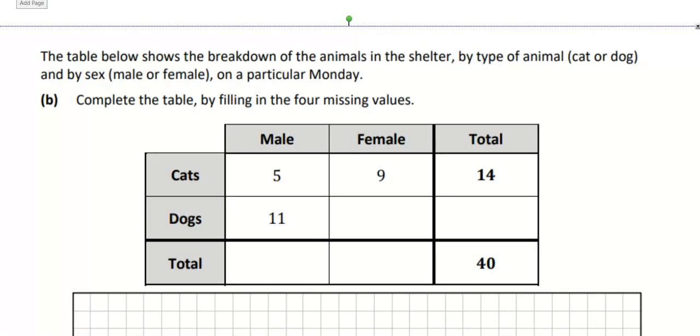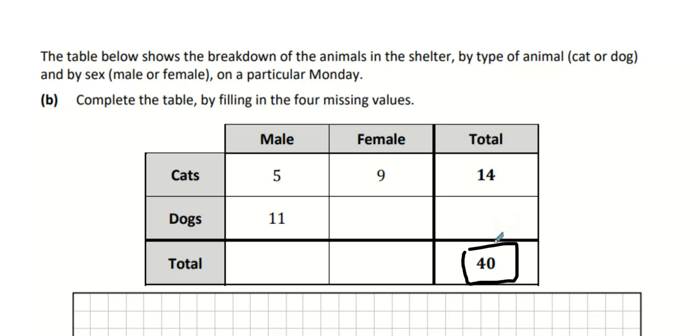There's 14 cats. There's 40 animals in total. What do we say about this part here? 26. This part here, 15. And this part here, 24. We all filled that in? You found that handy enough last night?